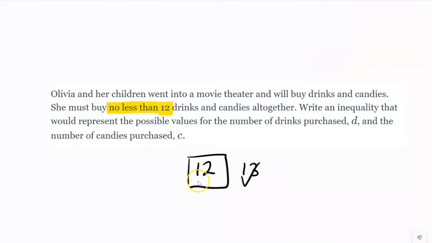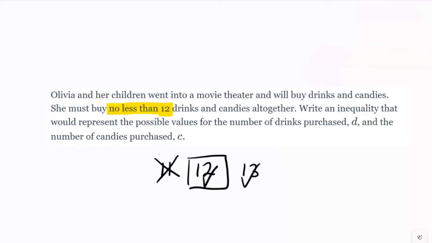All right. Can I have 11? No, because it said no less than 12, and this is less than 12. Can I have 12? Yes, because it just says nothing less than 12, but I can have 12. What's the direction that I'm going in? I'm going this direction right here. If you look at your inequality head, that's what it looks like. And because I'm including 12, I'm going to put the or equal sign.